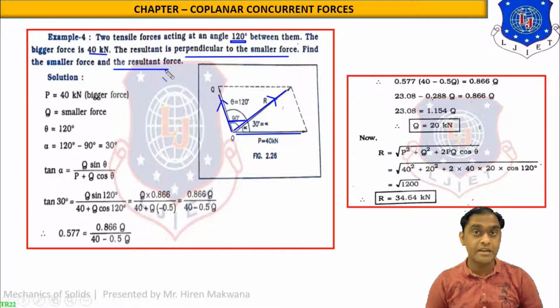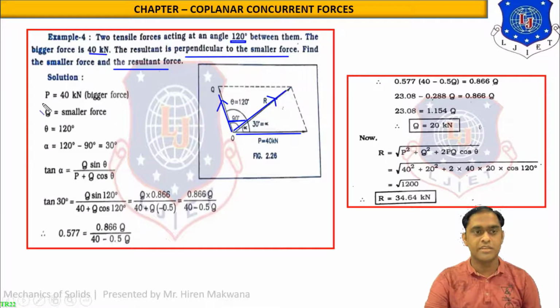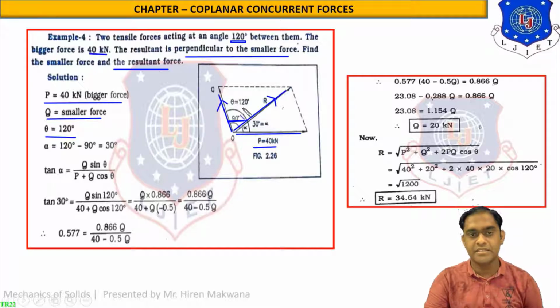What we have to find? We have to find smaller force means Q, and also we have to find resultant means alpha. Alpha and R both, means magnitude and direction of the resultant. So let us start with the data. What is given in the data? P equal to 40 kilonewton means bigger force, which is horizontal in the figure. Q equal to smaller force, we have to find. Theta equal to 120 degree. So from this figure, it is 90 and this is 120.